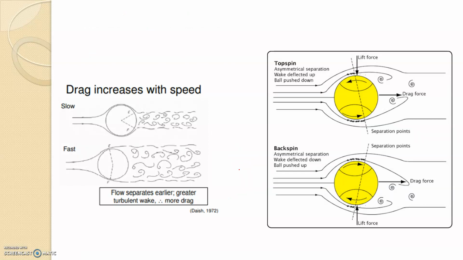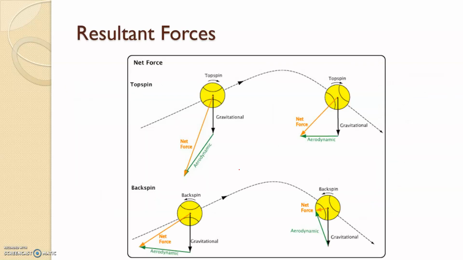Here, pause the video and have a look at the diagram. The separation points are where the particles leave the ball and become eddy or wake points. Try and make sense of it yourself with the direction of motion. Resultant forces, I've covered this earlier, but please have a look at how topspin and backspin affect the resultant force, whether it wants to go back down to the ground or whether it wants to stay and hang in the air almost and have greater flight time.